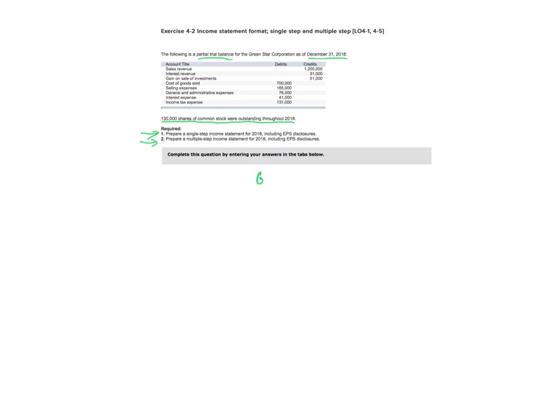So we have Greenstar Corporation. The financial statement we're preparing is the income statement. The date is for December 31st, 2018, and it's going to be through the period. So we'll say for the year end 12/31/18.